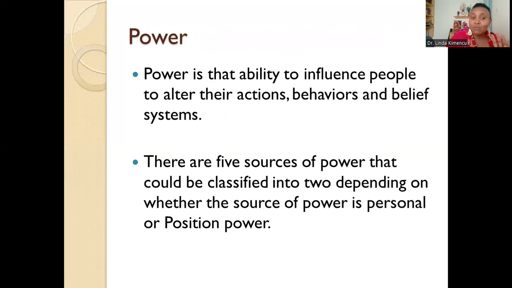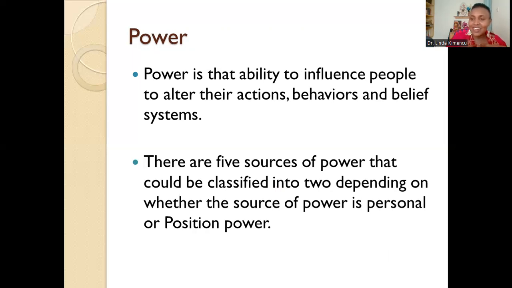Now, when we think about power, it's that ability to influence people, to alter their actions, behaviors, and belief systems. And we have 5 sources of power. Within these 5 sources of power, they can be classified into 2: you have personal power or position power. Personal power is the power from within.